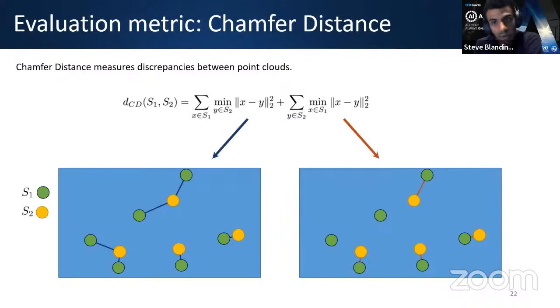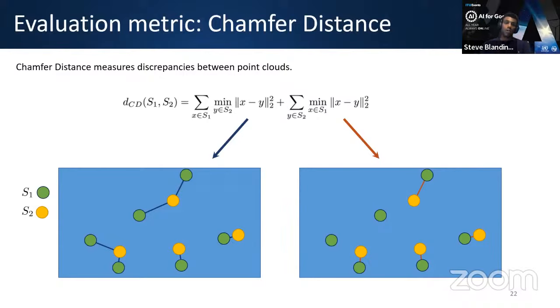And the other way around, we will compute the closest point from the yellow point cloud to the green. So we will consider the yellow point cloud, find the closest green point, and sum over all those distances.